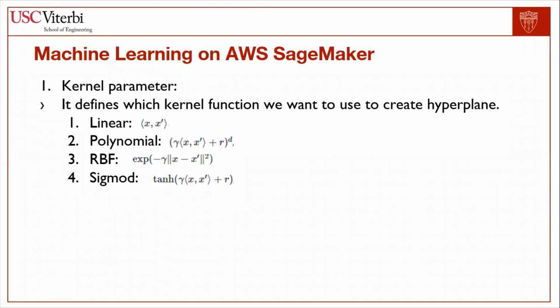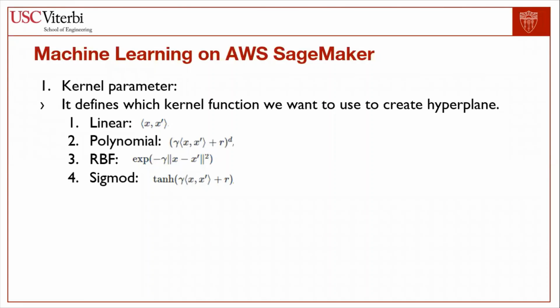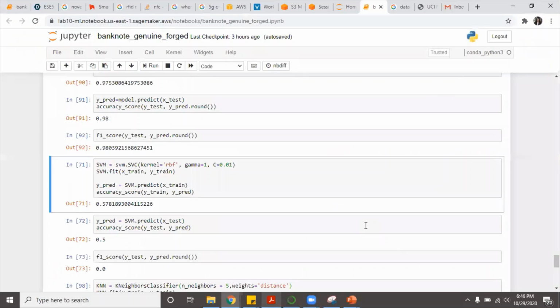So there are a total of 3 parameters we are going to see for the support vector machine: kernel, gamma, and C. So what is the kernel parameter? It defines which kernel function we want to use to create the hyperplane. There are 4 kernels: linear, polynomial, RBF, and sigmoid. So let's go to the code and run this.